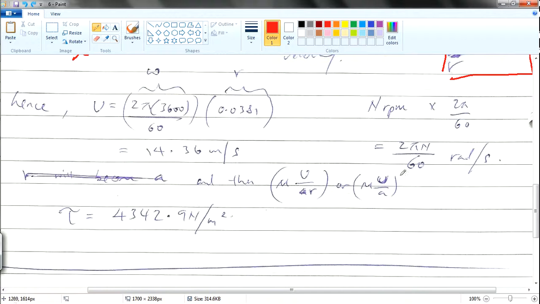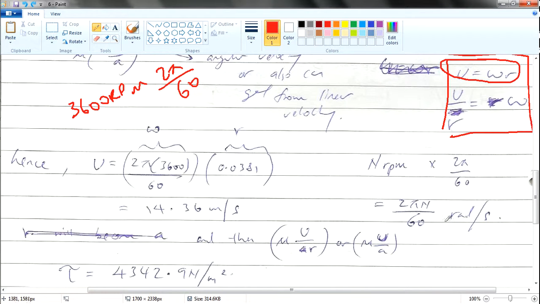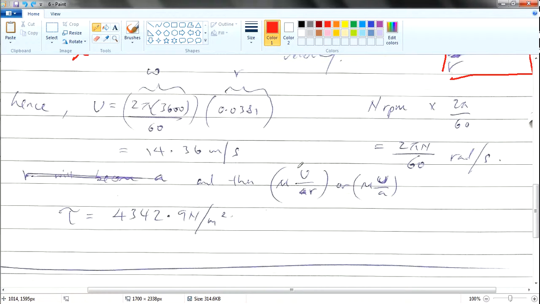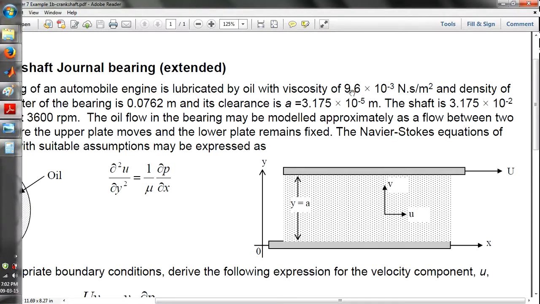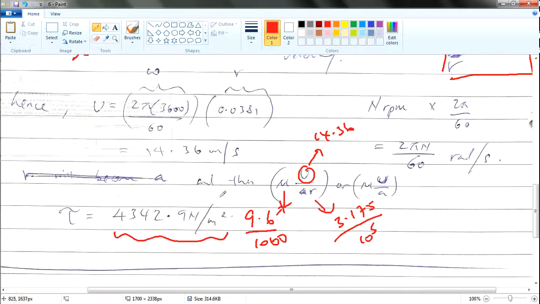So this 2 pi is radian per second. And then what do we have to do? We substitute in the viscosity, this value 14.36, and your R value, which is A in this case, and you get this value over here. The viscosity value is 9.6 times 10 to the negative 3, so in this case it's divided by 1000.